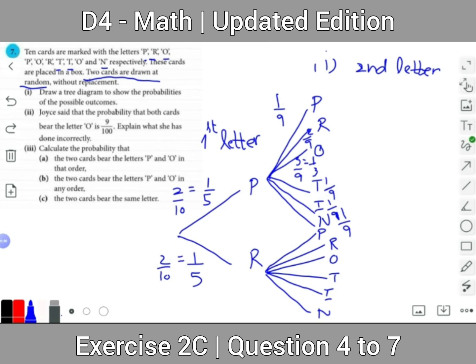Now for the letter R. The probability for P is 2 over 9. For R, it will be 1 over 9. For O, it will be 3 over 9, and that will become 1 over 3. For T, it is 1 over 9. For I, it will again be 1 over 9, and for N, it is 1 over 9.